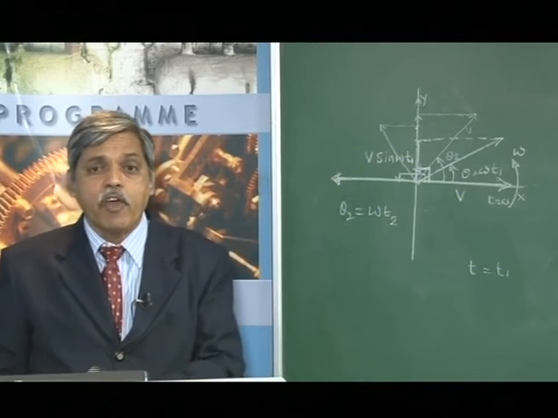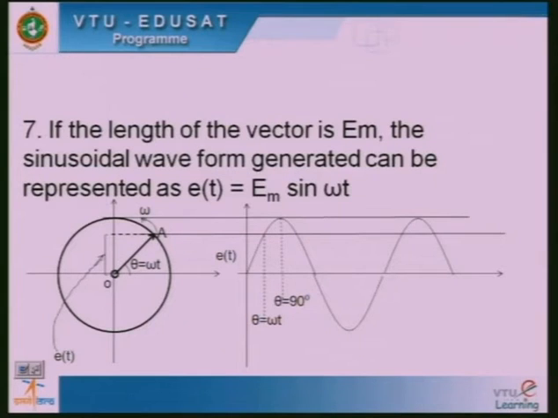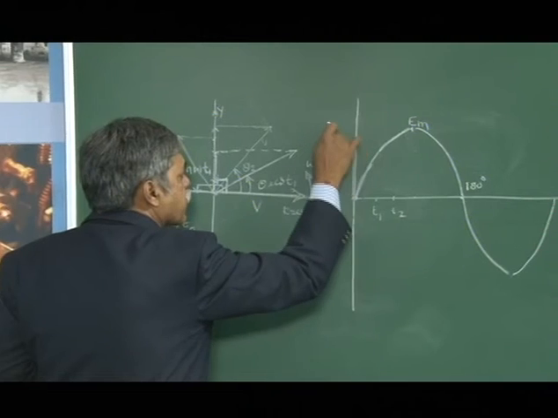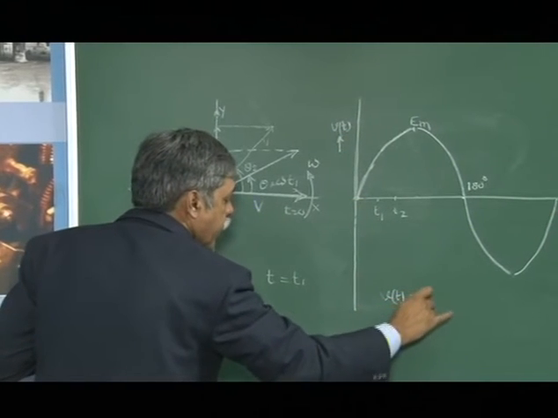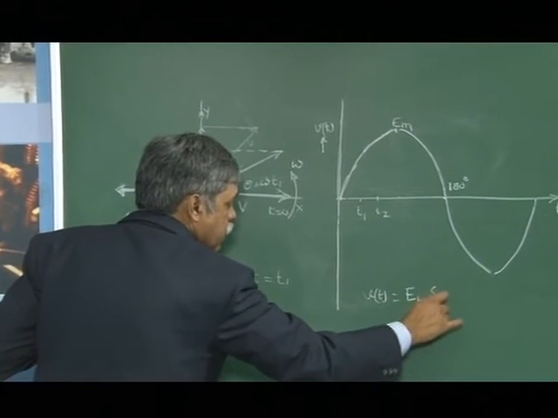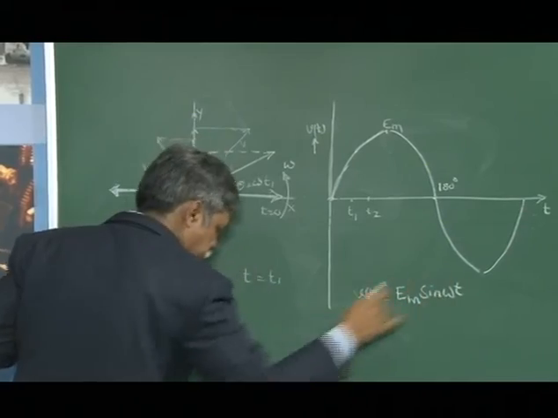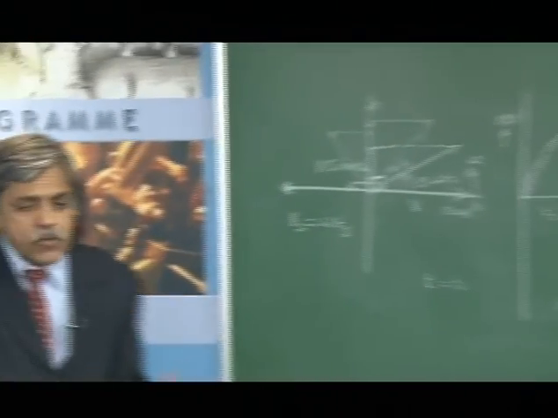The sinusoidal waveform generated can be represented by e(t) = Em sin ωt, or Vm sin ωt, whatever you want to take. If this is the maximum value Em, and I write the projection as v(t) here, I can write the voltage as v(t) = Em sin ωt. So this will give us a sinusoidal.